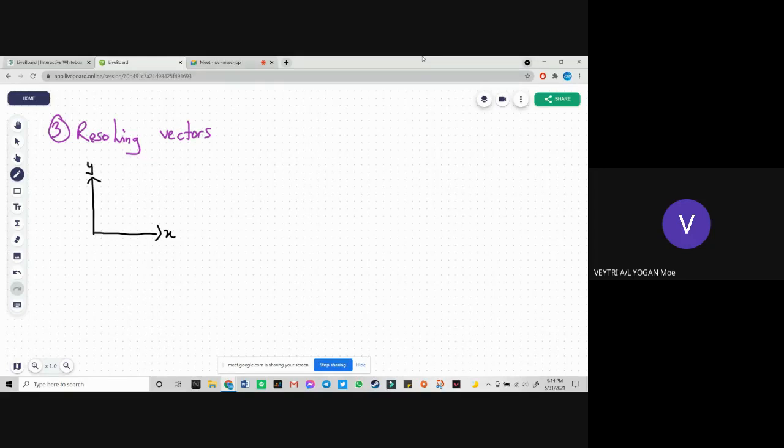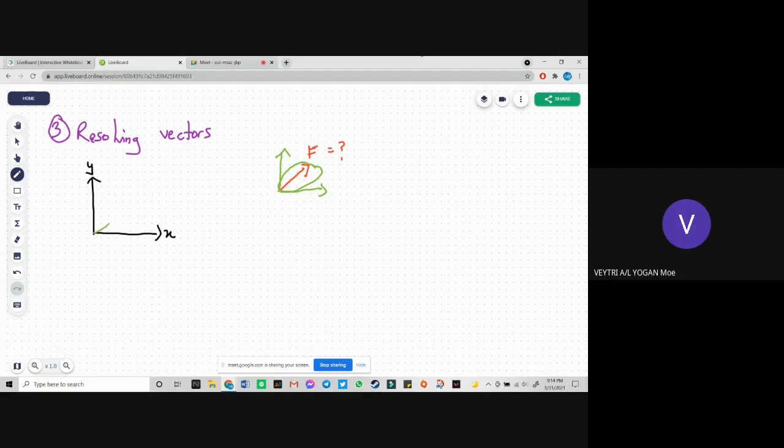Resolving vectors. What is resolving vectors? Let's say they were to give you a force in this direction and ask you to calculate how much it is. You can't simply add things up. You have to take the y component and x component, resolve it, and then you will get the answer. Now, how to do so?